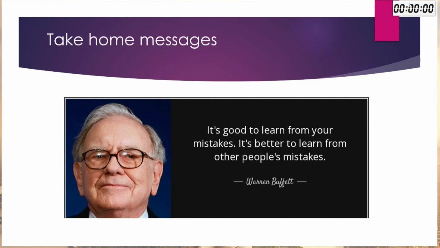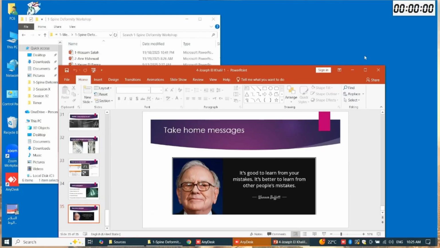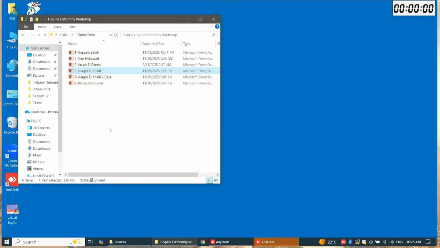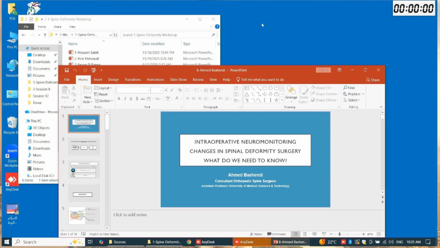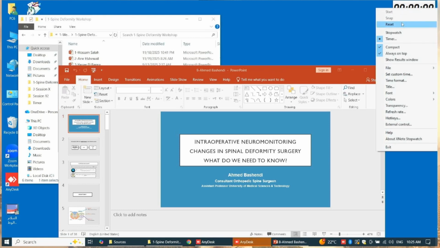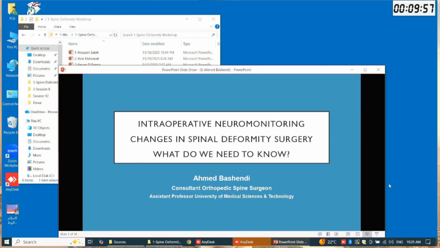Shift the workshop to the end of this session. Okay, so we can continue the program. We'll ask Dr. Bashan to show us how to use intraoperative neuromonitoring safely and what instances can be anticipated. Then we'll go for the interactive case discussions, and then we'll finish with the workshop.